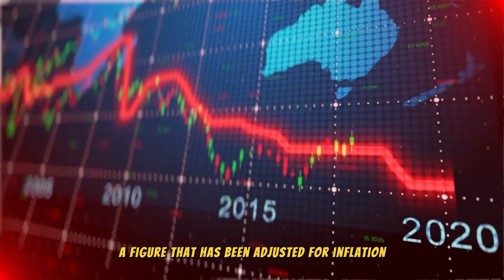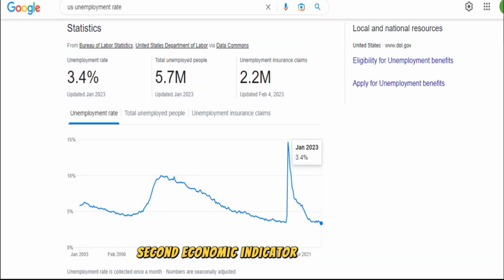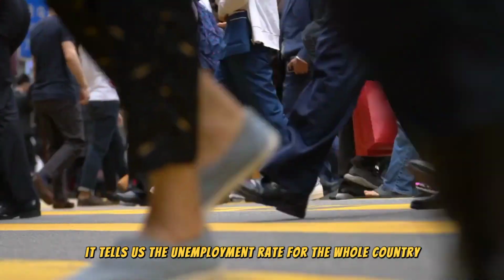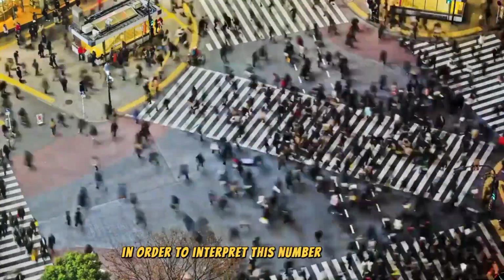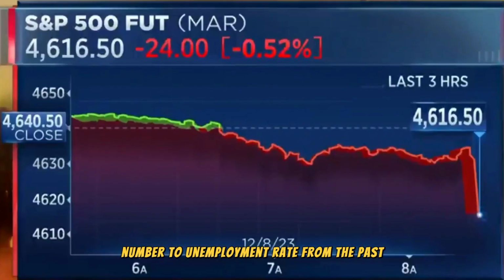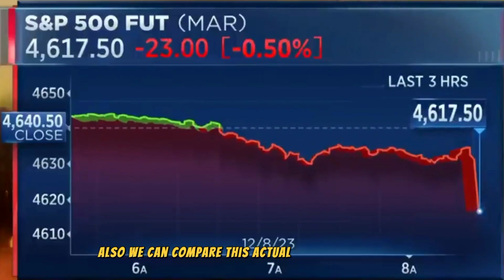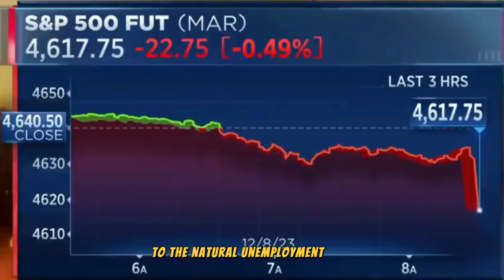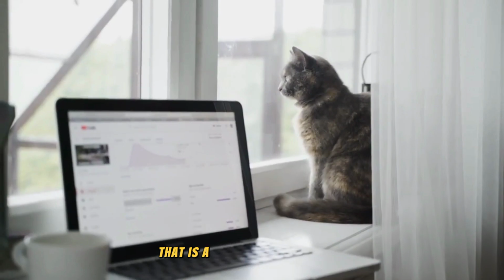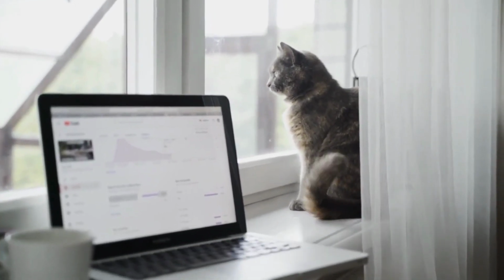The second economic indicator that shows the health of the economy is the unemployment rate. It tells us the unemployment rate for the whole country. In order to interpret this number correctly, we need to compare this number to the unemployment rate from the past. Also, we can compare this actual unemployment rate to the natural unemployment rate, which the Federal Reserve provides. That is a topic for a later video.